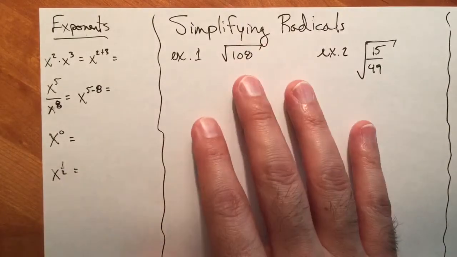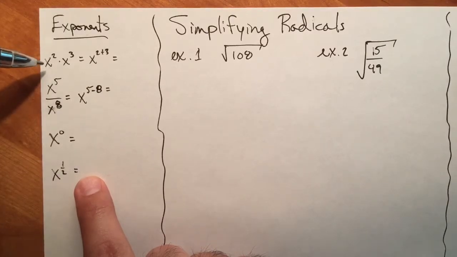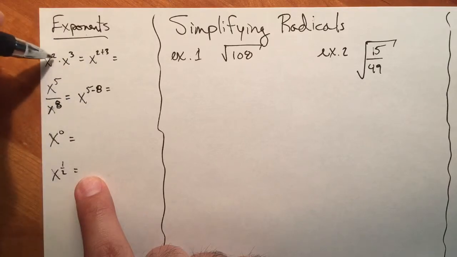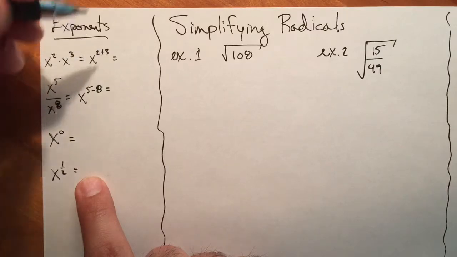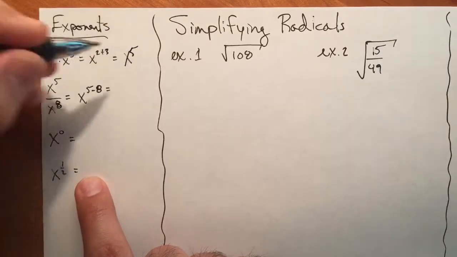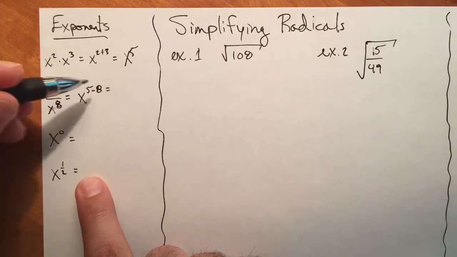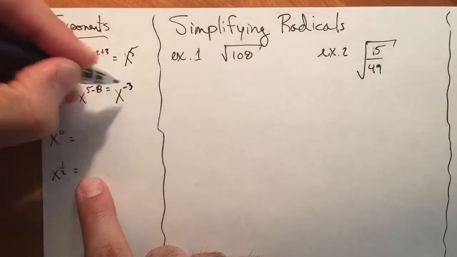Now, in order to understand what we're doing in today's class, we need to recap what we did in last class and talk about exponents. We saw in exponents, if we multiply bases together, we add the exponents. So x squared times x cubed is really adding powers together, and that would equal x to the fifth power. So we saw positive exponents. We saw x to the fifth power divided by x to the eighth power, where we need to subtract exponents, and 5 minus 8 would be x to the negative third power.